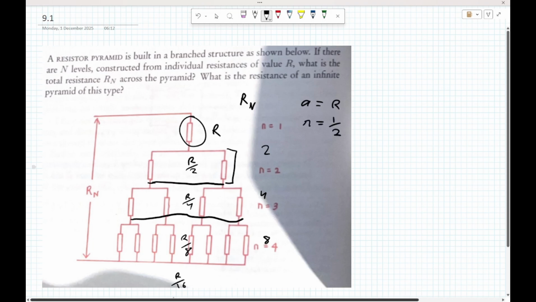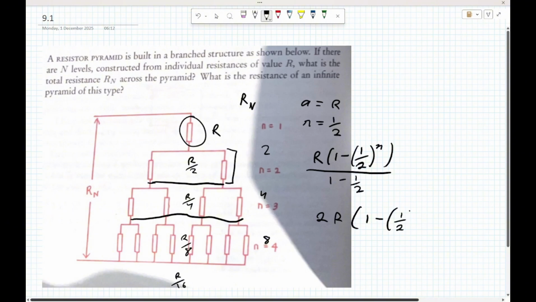So from this, if we use the geometric series equation, we have R brackets 1 minus a half all to the power of n, all over 1 minus a half. So this is our expression. We know that the denominator is going to be a half, so we have 2R brackets 1 minus a half to the power of n. And this is equal to Rn for any value of n.